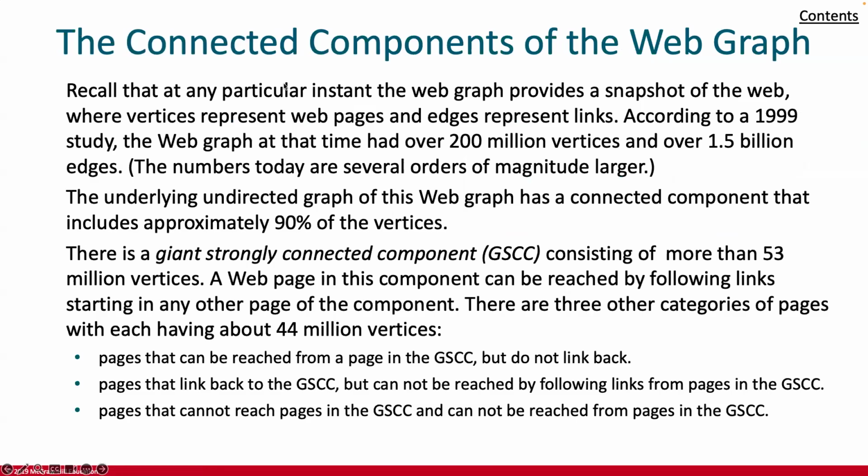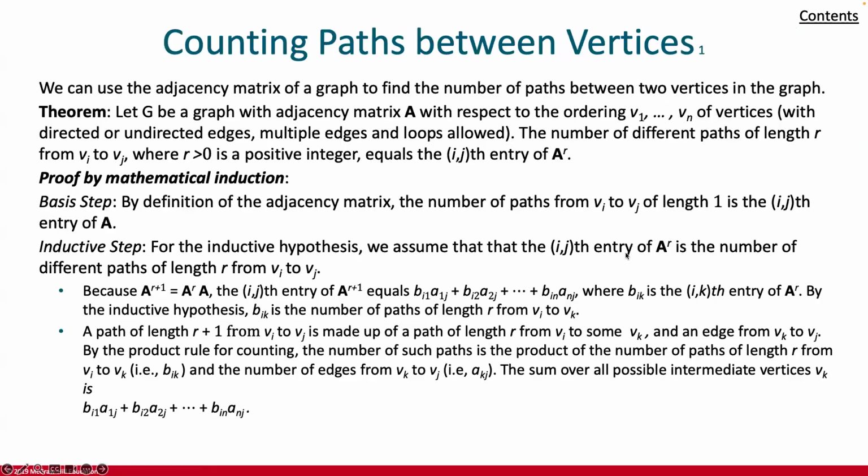The connected components of the web graph. Recall that in any particular instance, the web graph provides a snapshot of the web, where vertices represent web pages and edges represent the links. According to a 1999 study, the web graph at the time had over 200 million vertices and over 1.5 billion edges. As you can imagine, that's just astronomically larger since then, and it will continue to increase, but that would be something that you could be doing with this type of methodology.